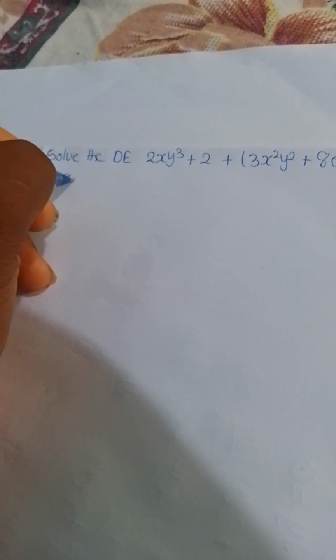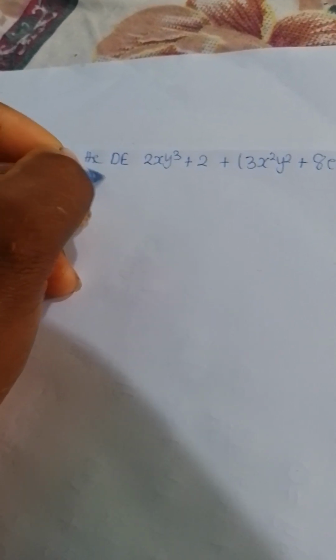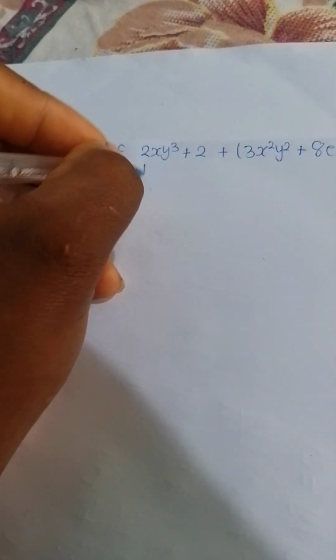a(x,y) dx plus b(x,y) dy equals 0. So to do that, let us express our equation. We obtain (2xy^3 + 2 + 3x^2y^2 + 8e^(4y)), all these times dy by dx, equals 0.